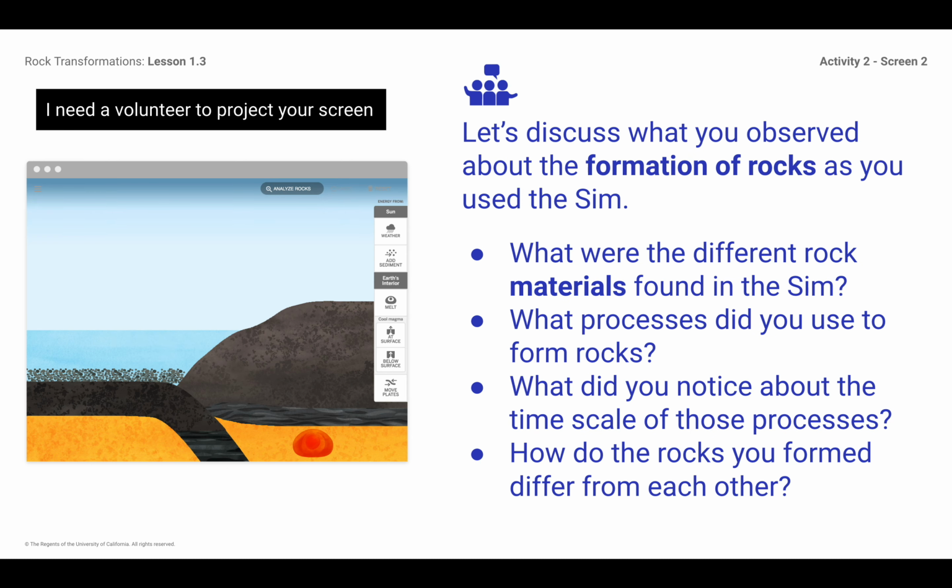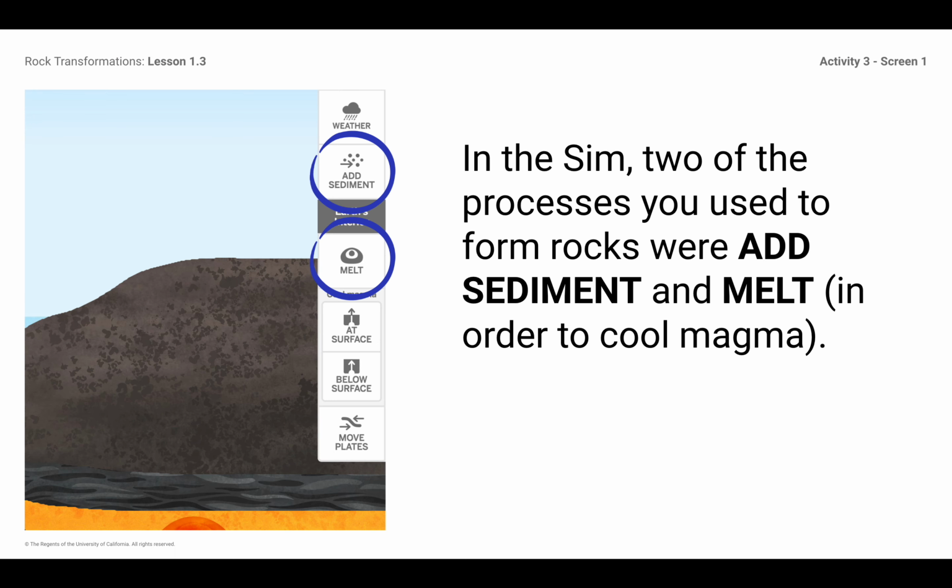All right. Lastly, I had somebody volunteer to project on the screen. And while that person was projecting, I asked these questions. I asked what were the different rock materials found in the sim. And you'll notice that you've got sediment and you've got magma. Depending on where the magma is, if it's below the surface of the earth, that's magma. Once it comes to the surface of the earth, then that becomes lava. I asked what processes they used to form the rock, and the processes were melting and adding sediment.